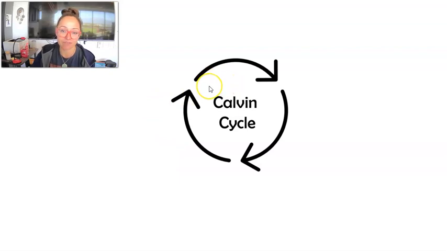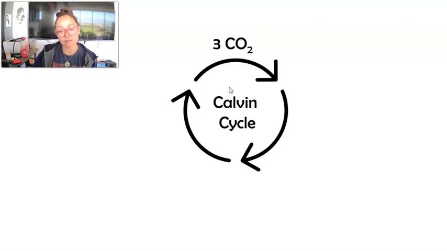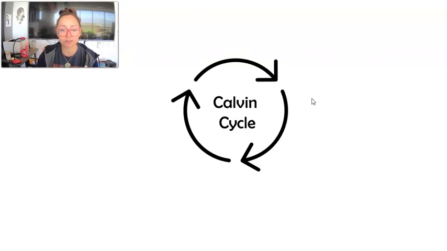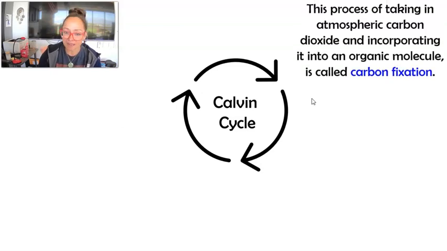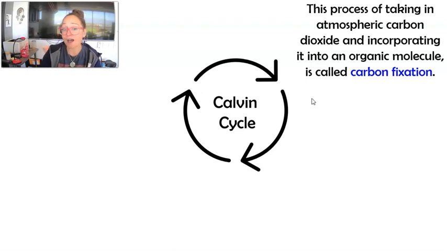So the first part of the Calvin cycle is for the plant or the autotroph to take in carbon dioxide. And they actually take in 3 carbon dioxide molecules, and they're going to incorporate it into different chemical reactions within the Calvin cycle. Now, this is a very basic general overview video, so if you want more detail on the Calvin cycle, I recommend my other Calvin cycle video that I made for my AP Bio class. But anyway, this process of taking carbon from the atmosphere, carbon dioxide, and incorporating it into a larger molecule is called carbon fixation. And it's the first step of the Calvin cycle.